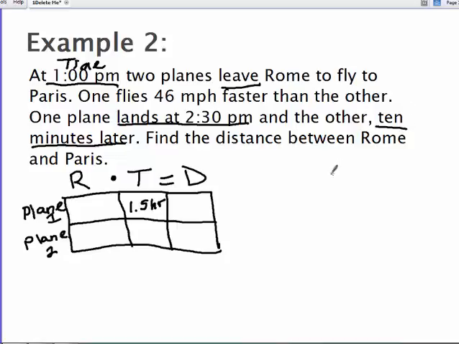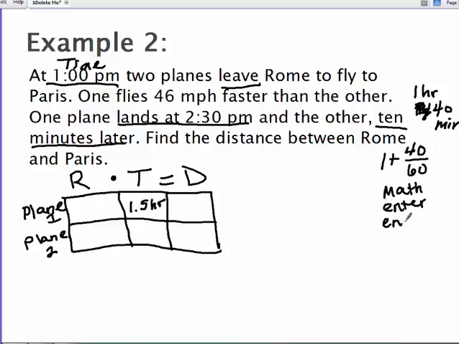Now, if you want to convert 1 hour 40 minutes in your calculator, you would do as such. This would be 1 hour plus 40 over 60 hours because it's 40 minutes out of the total 60 minutes. Then if you hit math, enter, your calculator will give you a fully reduced fraction of 5/3. This particular plane was in the air for 5/3 hours.